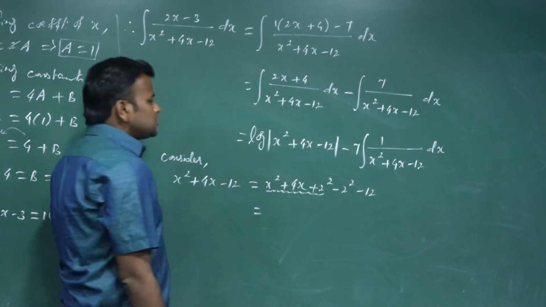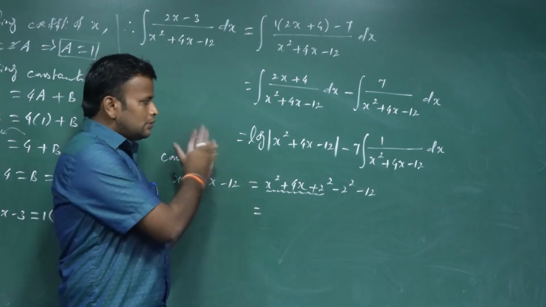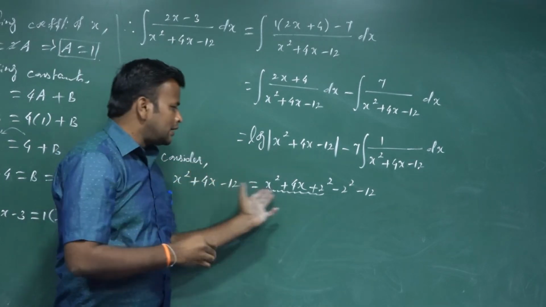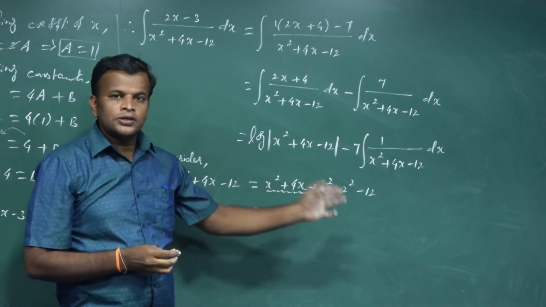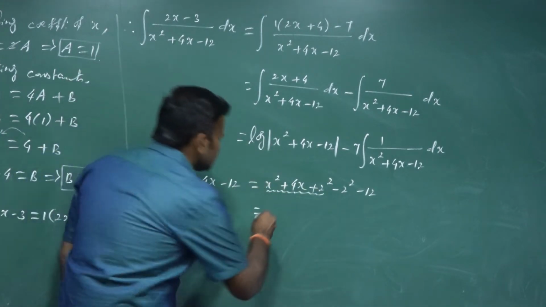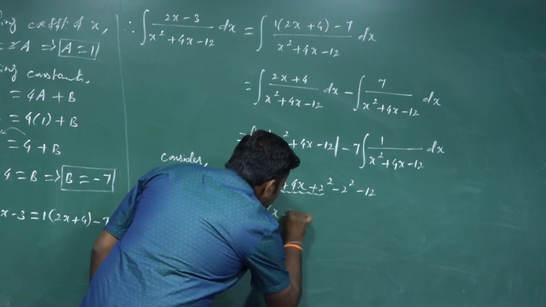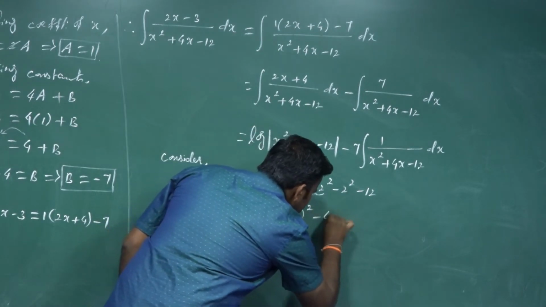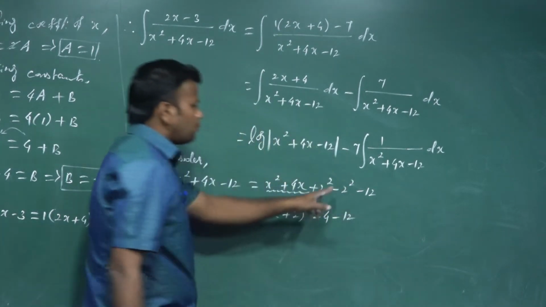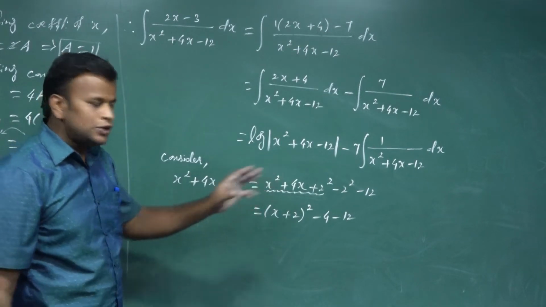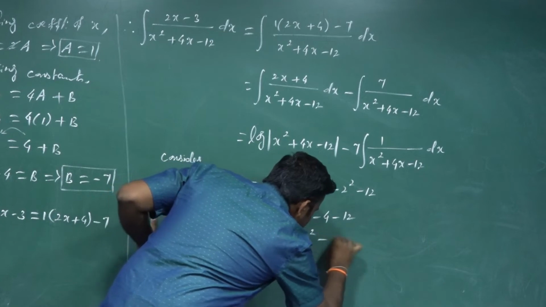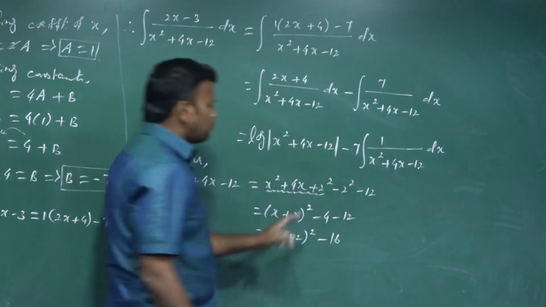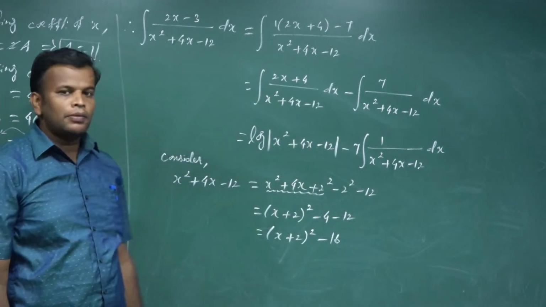The first three terms are the formula we already saw in the previous class, so I directly write the answer. It is of the form a square plus 2ab plus b square, so a plus b the whole square. Here, x plus 2 the whole square, minus 2 square is minus 4, minus 12 is minus 16.